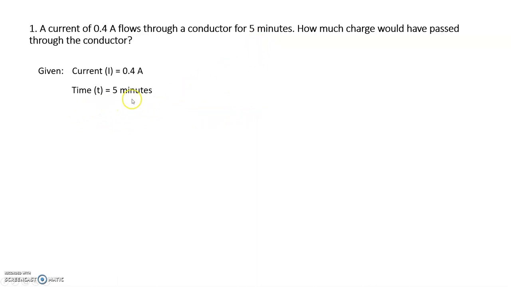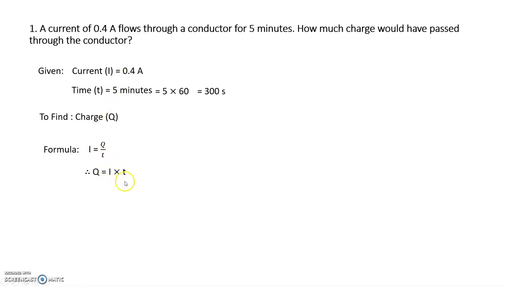Now this 5 minutes should be converted into MK system because current is in amperes, which is in the MK system. So 5 multiplied by 60 will give us seconds, that is 300 seconds. How much charge would have passed through the conductor? To find charge Q, what's the formula? The formula is I is equal to Q upon T. This is what you have learned. Now, on rearranging, you will get Q is equal to I multiplied by T.